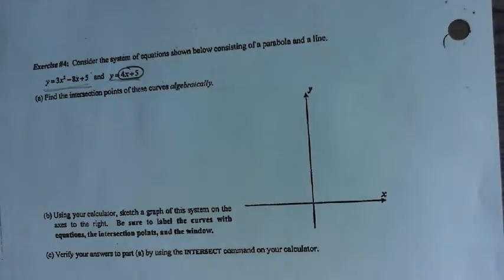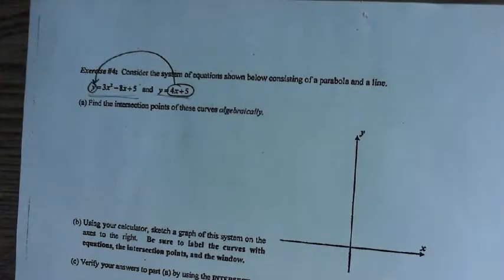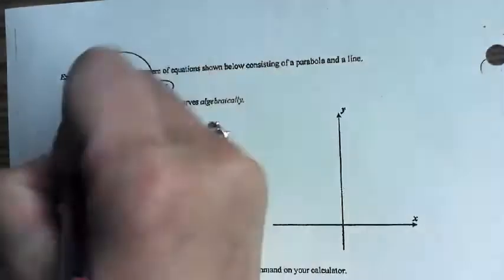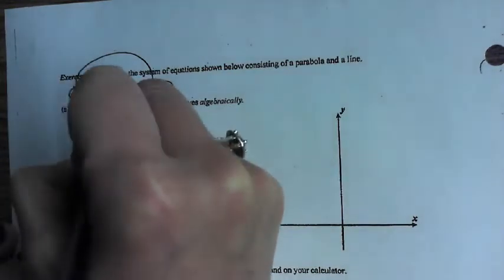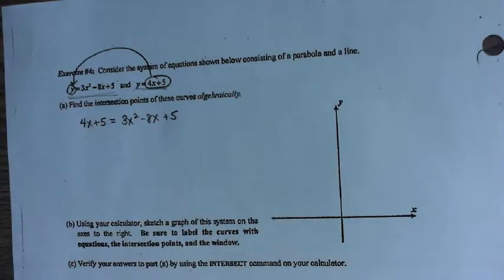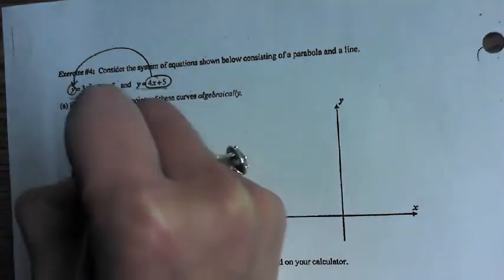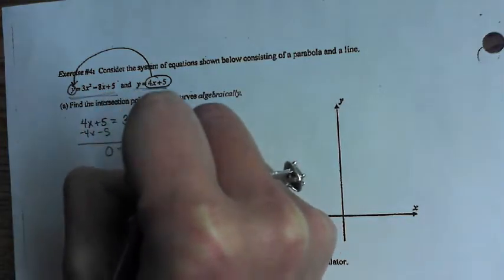If y, and we're going to take our linear expression, the 4x plus 5. If y equals 4x plus 5, I can use that 4x plus 5 to replace the y in the other equation. So that's going to be 4x plus 5 equals 3x squared minus 8x plus 5. Substitution. And then we're going to solve. So we're going to get it equal to 0. I'm going to subtract my 4x over and also subtract my 5 over. Oh, this is nice, because my 5's are gone.